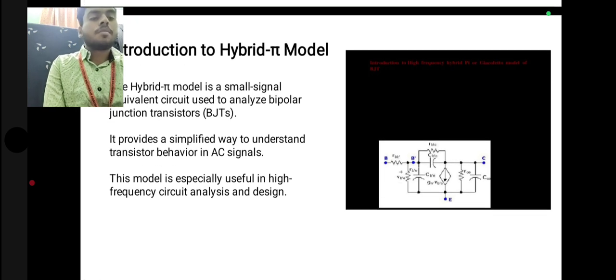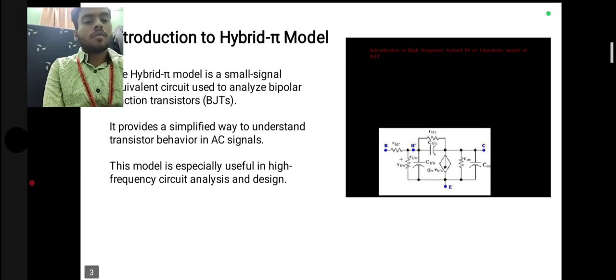Here the shape determines the name pi. The capacitor and the resistor are connected like a symbol in a pi model, so it is called the hybrid pi model. This is the diagram of the hybrid pi model.